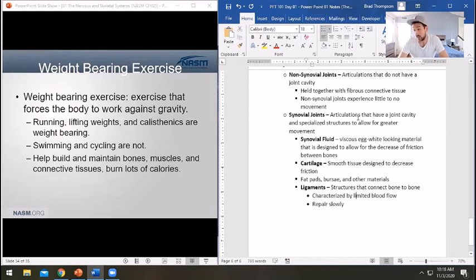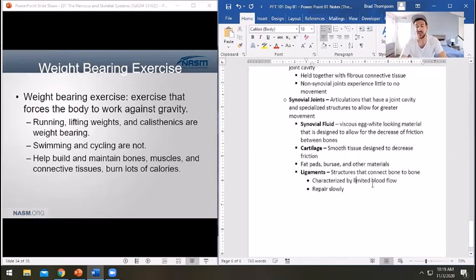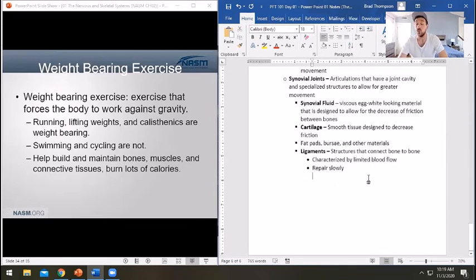So when it comes to our skeletal system, we do know that weight-bearing exercise has the most positive effects. When I say weight-bearing, what I'm referring to is things that are working directly against gravity. So if I want to have a strong skeletal system, I need to participate in weight-bearing exercises. Think of things like running, lifting weights, calisthenics. It's body weight, but it's still gravity, right? All of those are weight-bearing.